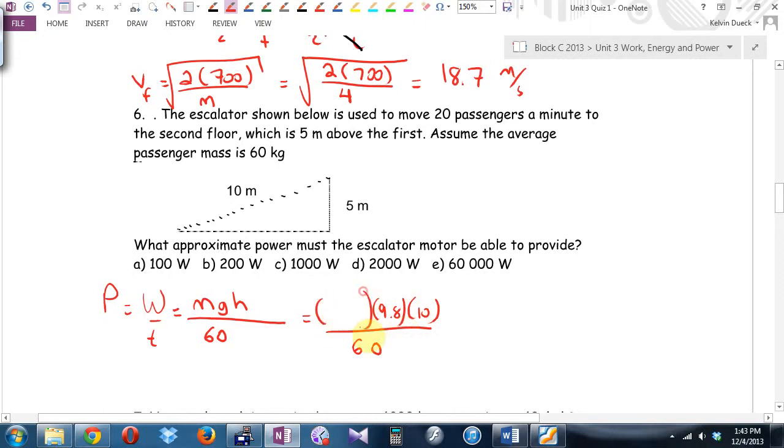Hey, what's the total mass? How much is the mass of one person? 60 times how many people do we move in a minute? I think the total mass we're moving is that. You could also instead, Nate, have converted this into 1 second. You could have divided the 60 seconds by 1 second, and divided the number of people by 60. But anyways, this works as well. In fact, quite conveniently, this 60 cancels with that 60. This is really 20 times 10 times 9.8. This is really 20 times 98, which is going to be 1,960.